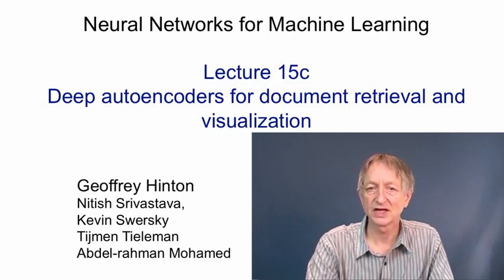And Russ Salakhutdinov and I showed that that was indeed the case. Using a big database of documents, we showed that 10 components extracted with a deep autoencoder are actually worth more than 50 components extracted with a linear method like latent semantic analysis. We also showed that if you make the code very small, having just 2 components, you can use those 2 components for visualizing documents as a point in a 2-dimensional map. And this again works much better than just extracting the first 2 principal components.